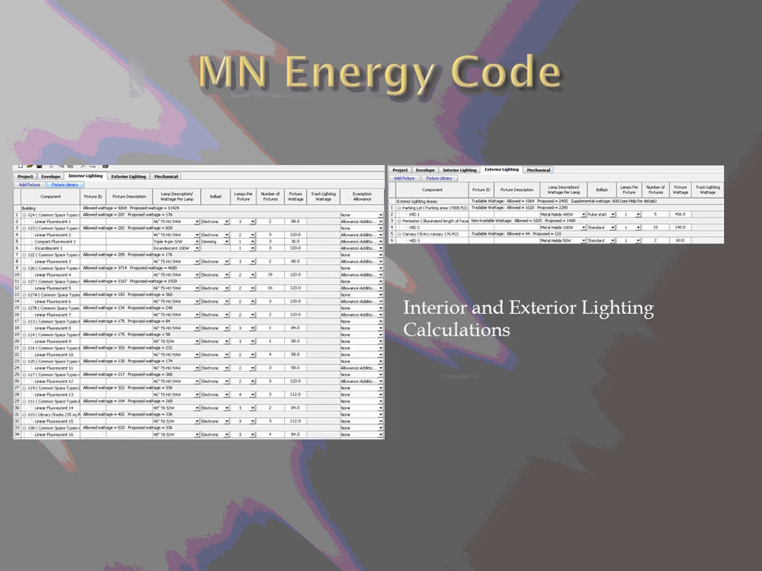Another software that we used was COMcheck. This is the Minnesota Energy Code. For this, we entered in the lights for each room, what kind of room it was, the allowable wattage, and what kind of bulb we'd be using, just to make sure we're up to code.